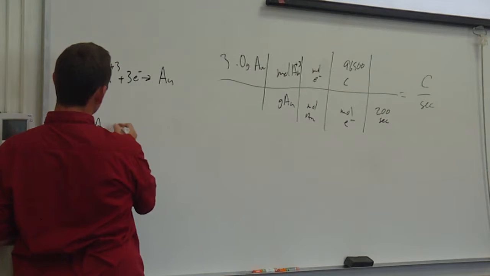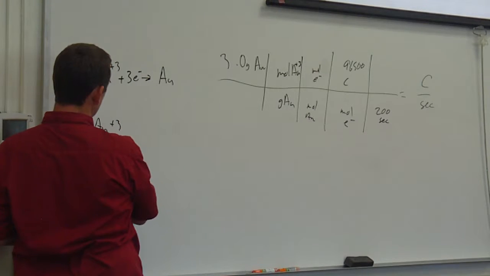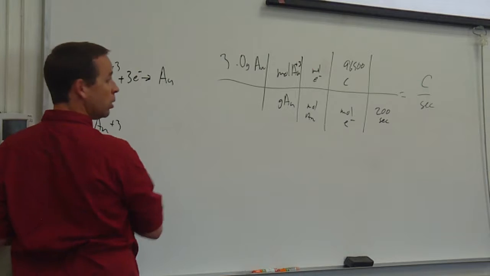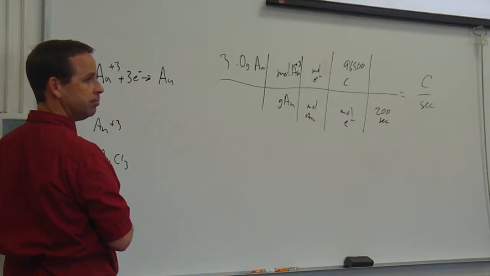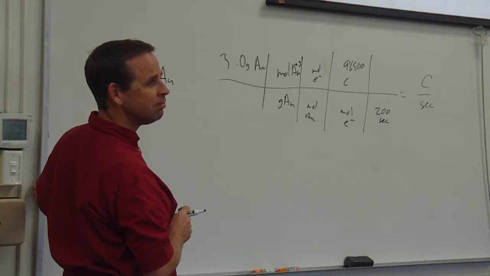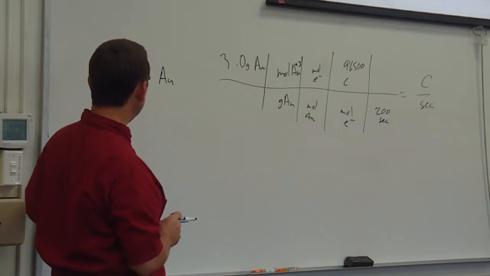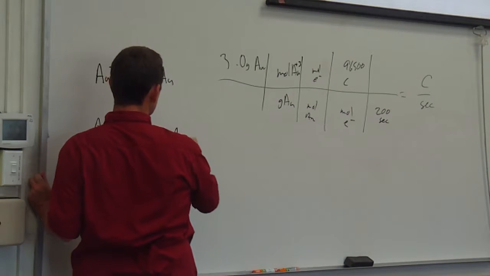Au, with a positive 3 charge. How do we know it has a positive 3 charge? Because there's 3 chloride ions. So, for example, Au plus 3 chloride ions.